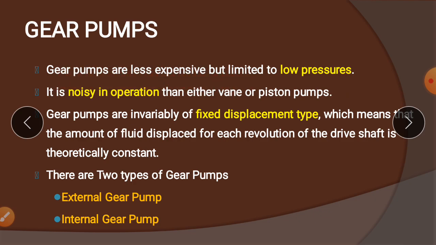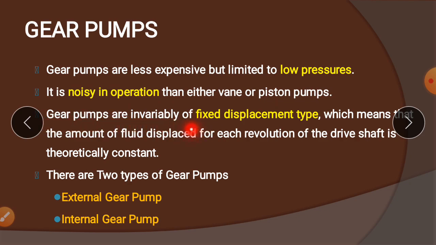Gear pumps are less expensive because the devices are locally available, and the construction is also somewhat inexpensive. That's why it is called less expensive, but it has limited low pressure. So we can't get higher pressure using gear pumps, but for low pressure applications we can use them. It is noisy in operation. That is one of the limitations. Why? Because the gears are meshing. Because of the meshing operation, noise is generated. That's why it is considered noisy compared to vane and piston pumps, which are somewhat less noisy than the gear pump.